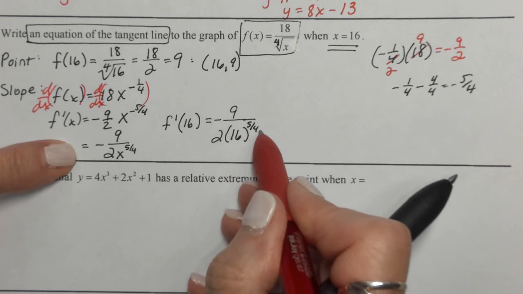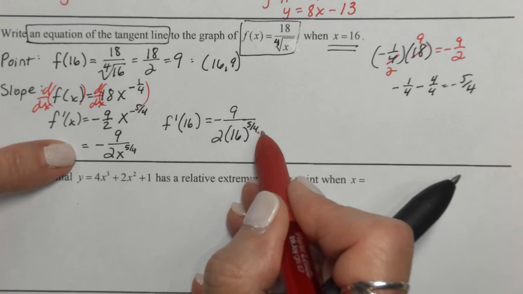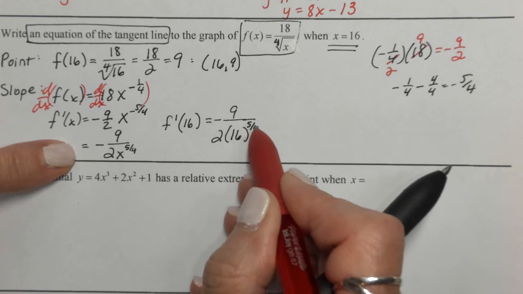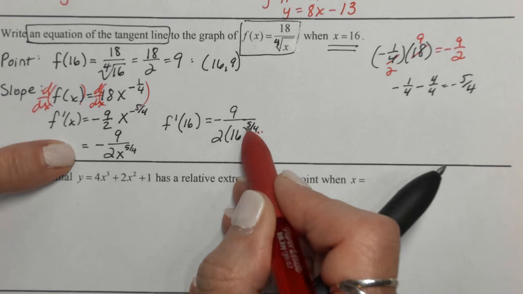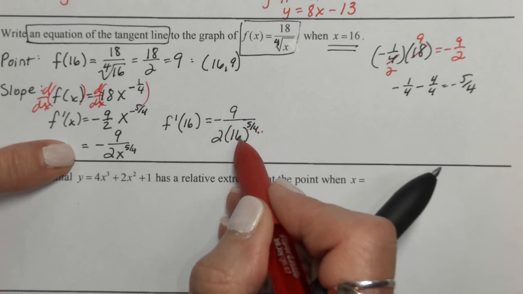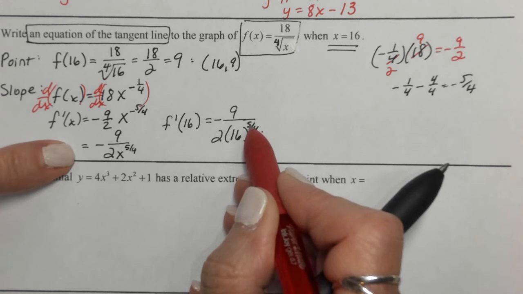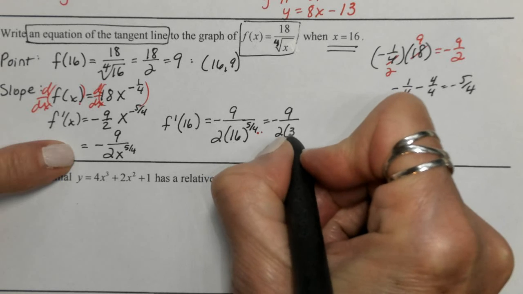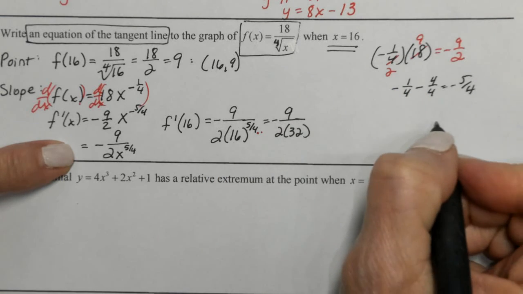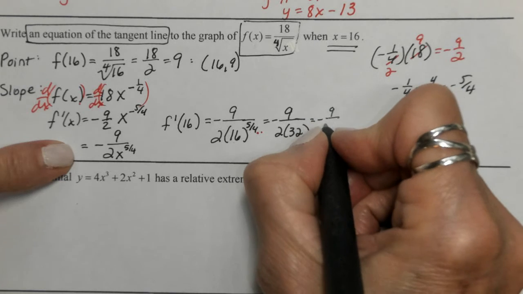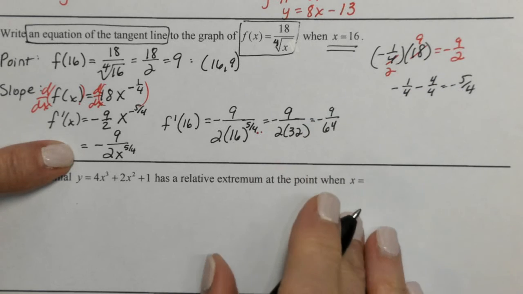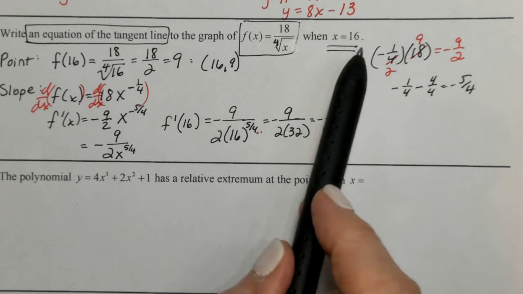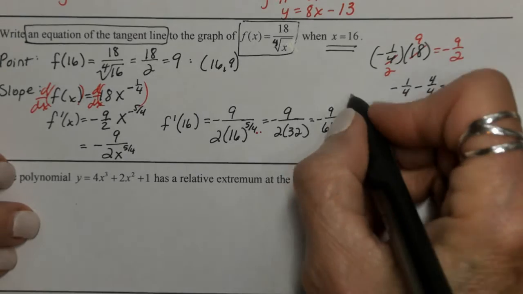How do we handle this? Take the root first. The fourth root of 16 is 2, and then 2 to the fifth power is 32. Let me say that again. The fourth root of 16 is 2. 2 to the fifth is 32. So this becomes negative 9 divided by 2 times 32, which is negative 9 over 64. So that is the slope of the tangent line to the curve when x is 16.